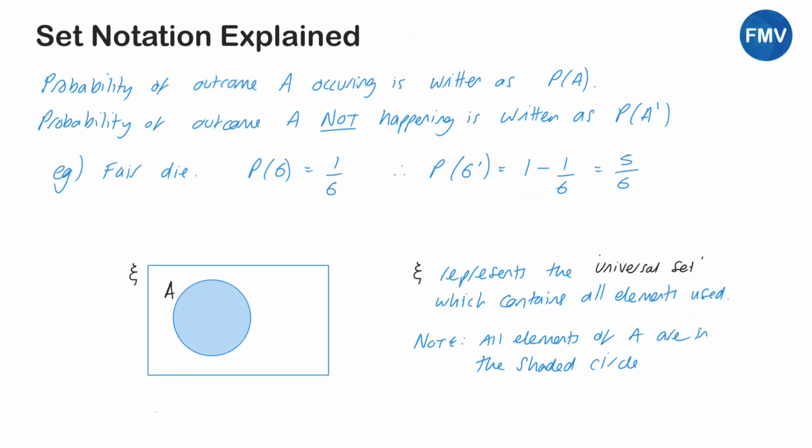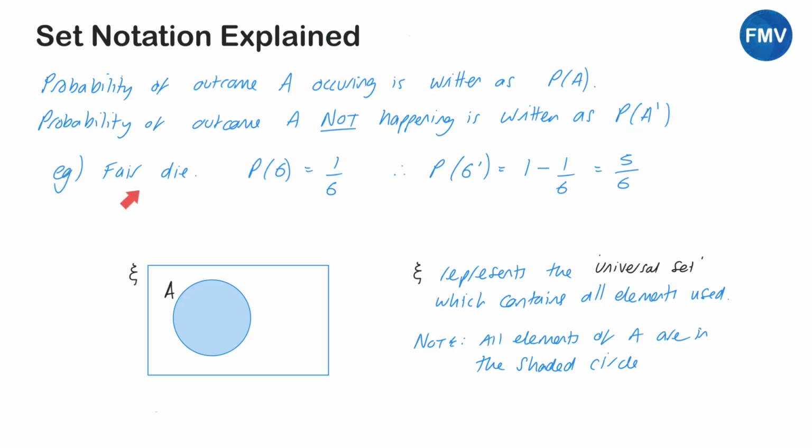So before we look at how we label the Venn diagrams, let's have a look at normal probability first of all. So the probability of an outcome occurring, so outcome A, is shown as the P for probability in brackets A. So that is the probability of outcome A occurring. The probability of outcome A not happening is written as P in brackets A dash. That's known as the complement to A.